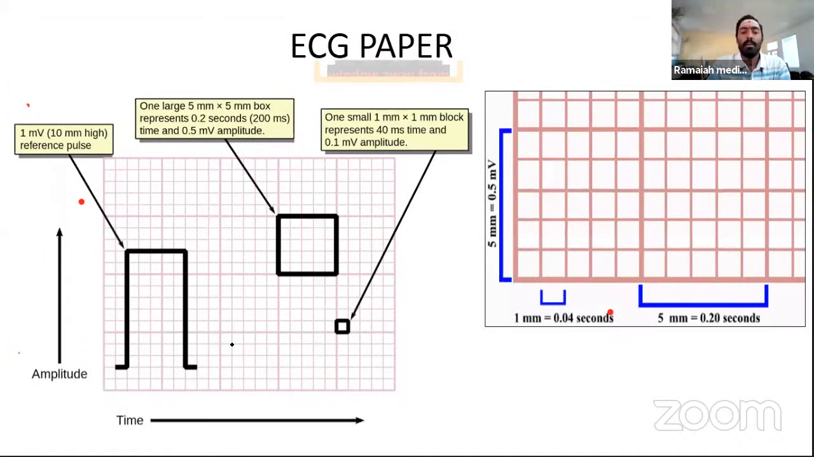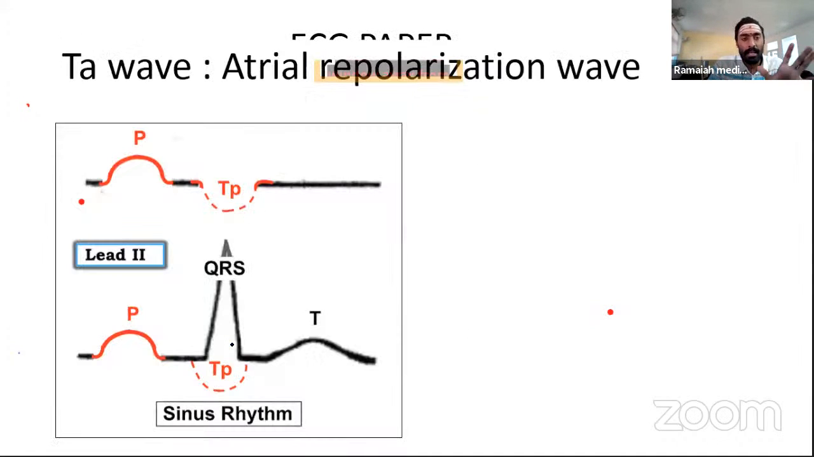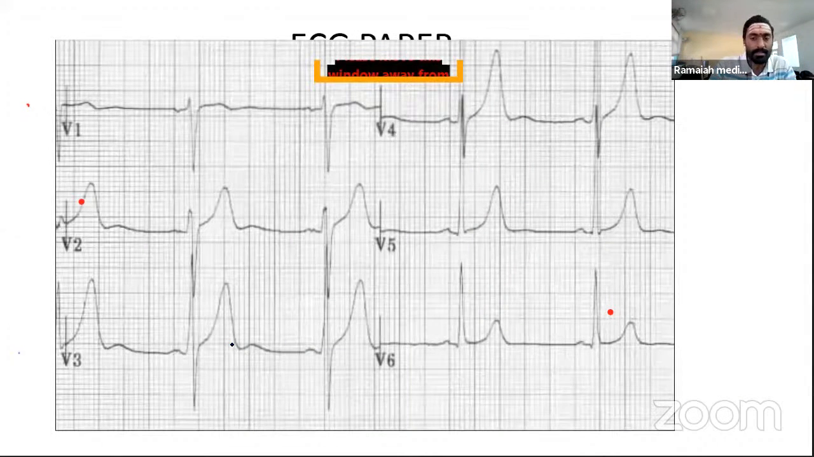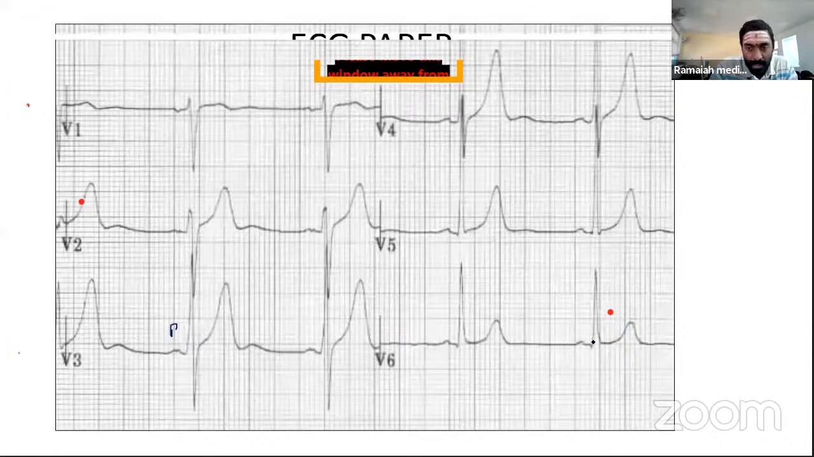Okay. So summarizing the genesis of each wave, just very briefly. The P wave is because of atrial depolarization. Then here you are seeing very nice small Q waves. These are the lateral leads. So you're seeing a Q wave which is physiological.